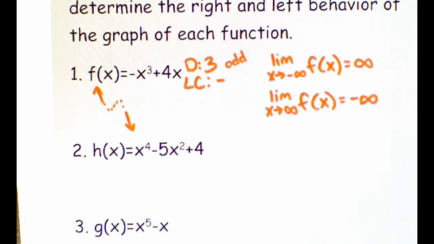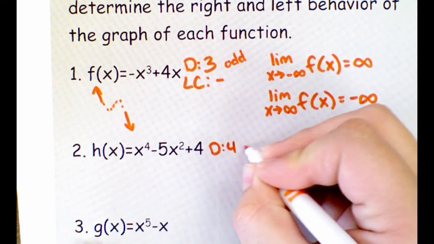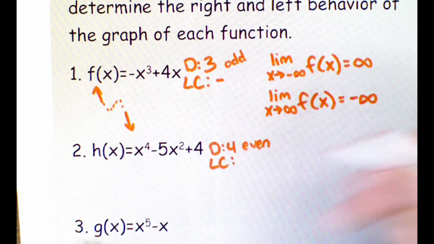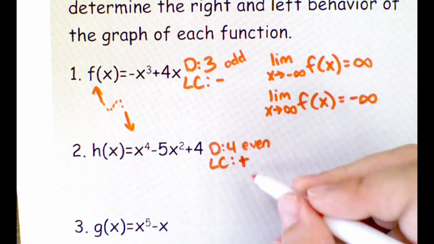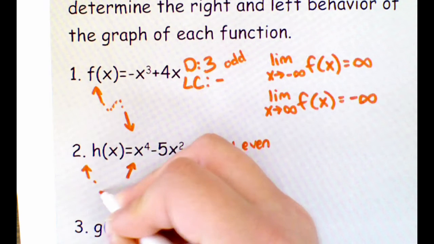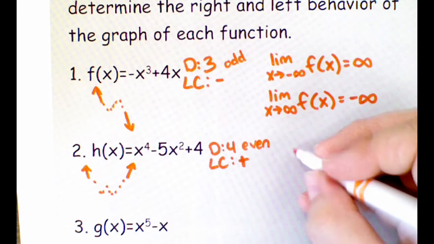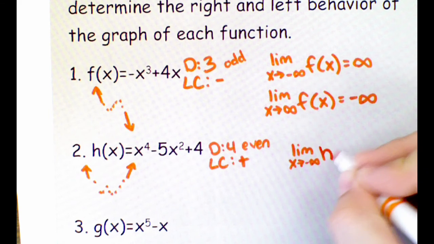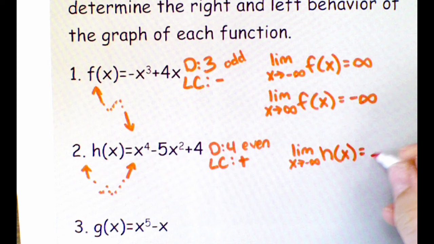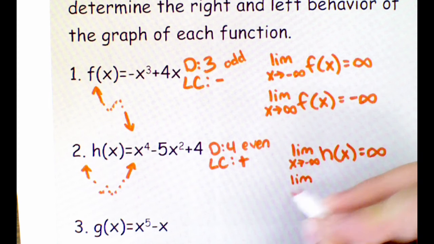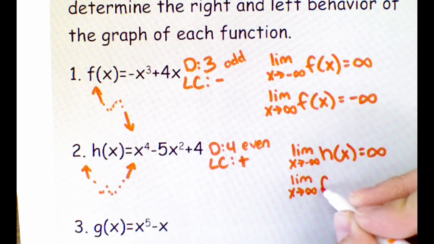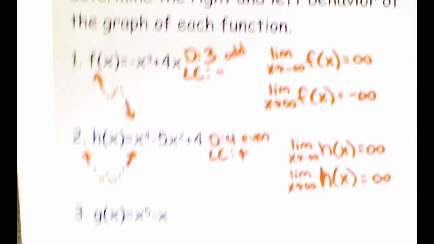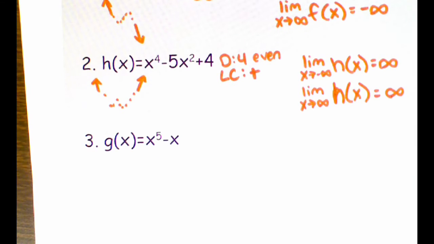For number 2 here, our degree is 4, so that's even. Our leading coefficient, there's nothing there, which means it's 1, which means it's positive. Even with a positive means both ends go up, and it'll do whatever it wants in the middle. So we write the limit as x approaches negative infinity of h of x, because that's the name of this function, is infinity, since it goes up, and the limit as x approaches infinity of h of x also goes up, so it's infinity.